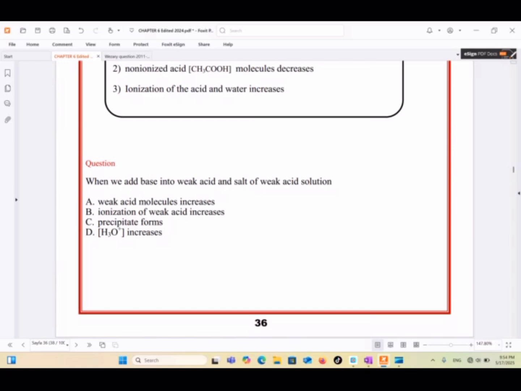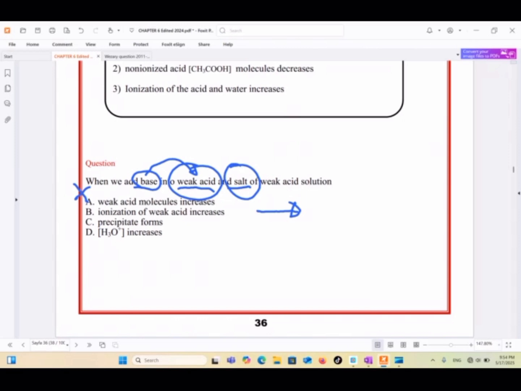Have a look at this question. A base, the first species, is added into a weak acid with its salt. So here we have three substances, three components. That's the sign to recognize a buffer solution. When we add a base into a weak acid, I told you whenever they are opposite, that means the forward direction is favored. Weak acid molecules increase? No, because the weak acid molecule ionizes in the forward direction and is consumed.